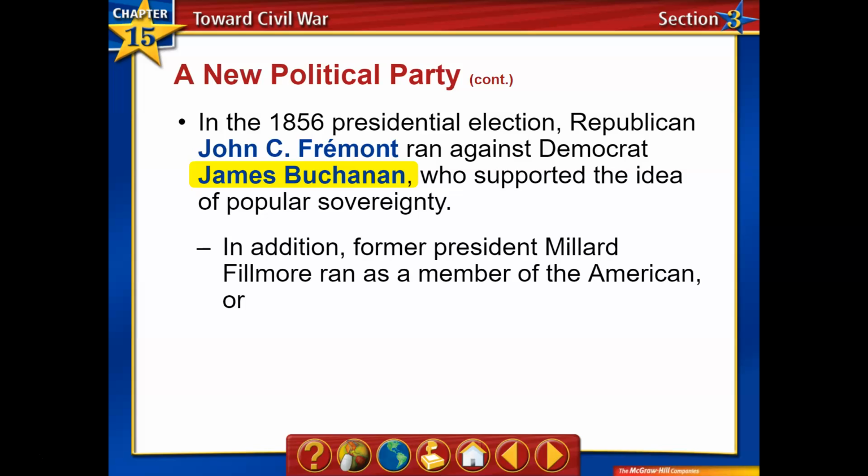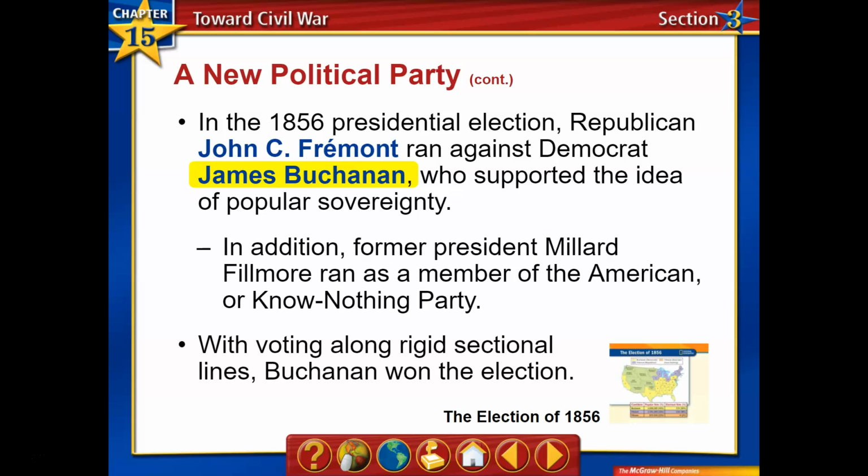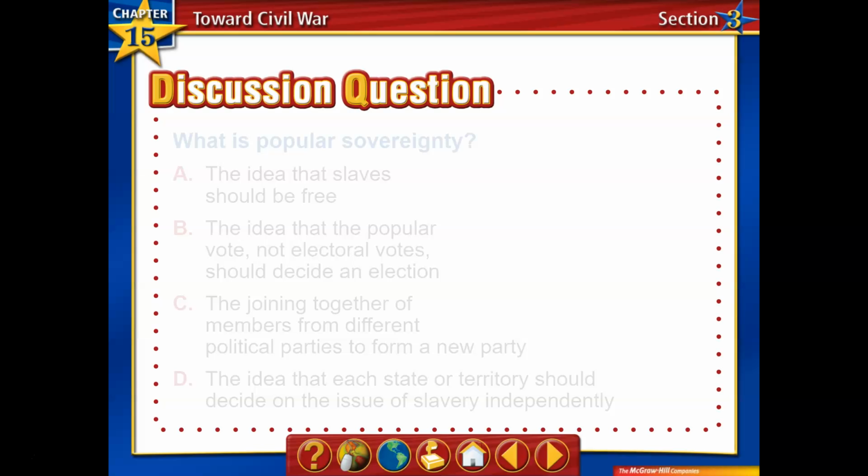So in addition, former president Millard Fillmore ran as a member of the American or the Know Nothing Party. Remember, this is a party that was very concerned about the influence of immigrants and wanted to take care of American citizens first. So with voting very much along very rigid sectional lines, Buchanan is going to win the election. However, Fremont is going to show that there is growing support for the Republican Party, and that's going to be very important for the next presidential election in 1860. We'll get to that a little bit later.